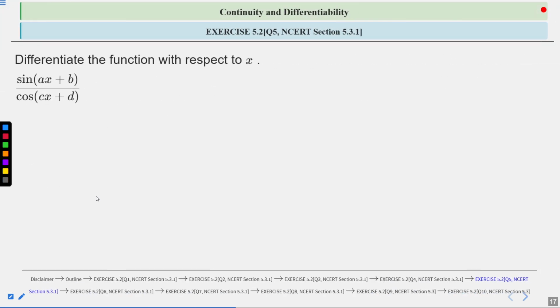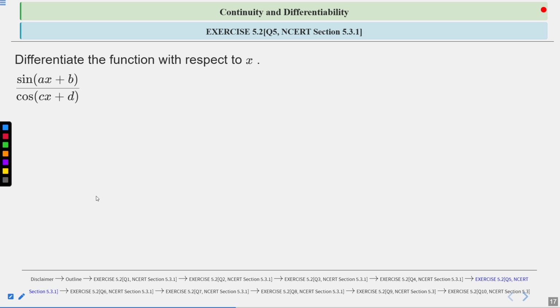Next question is NCERT exercise 5.2, question number 5. Differentiate the function with respect to x, and the function is sine of ax plus b upon cos of cx plus d, right? Clear? How can we differentiate this?